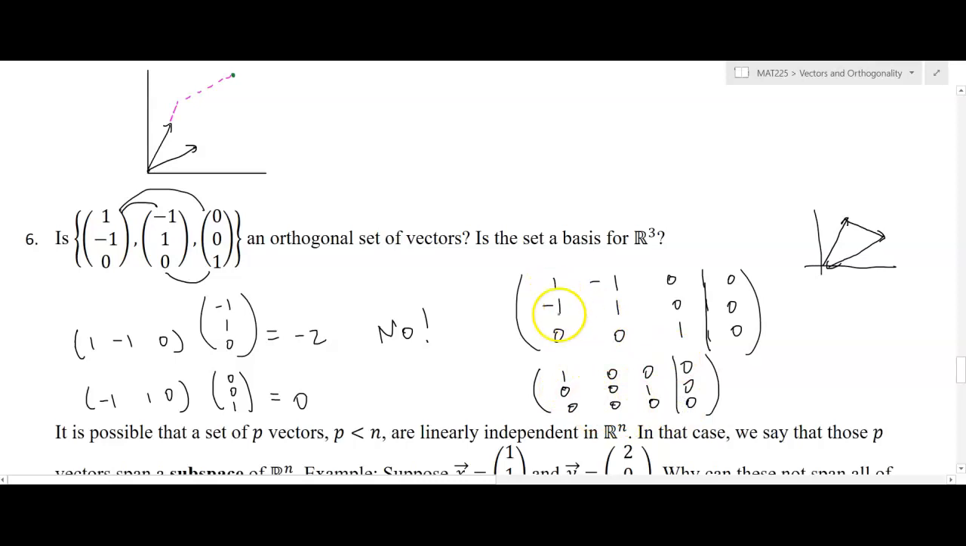And in fact, you can see that if you take -1 times this vector here, you actually get this vector right here. So the second vector is a linear combination of the first vector. So they are not a basis, because I do not have three linearly independent vectors. So I need 3 linearly independent vectors.